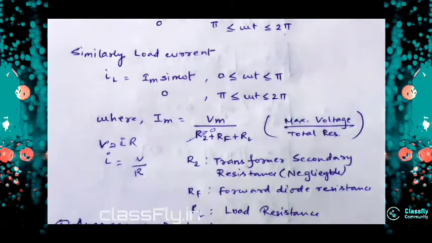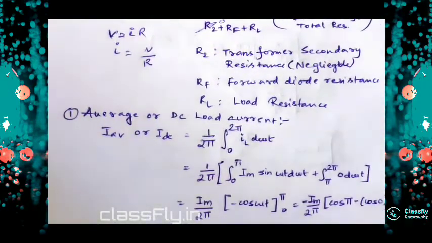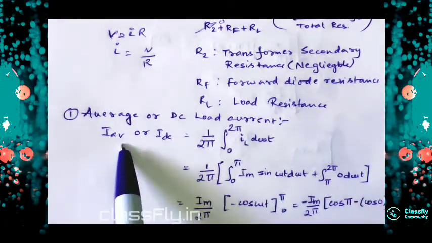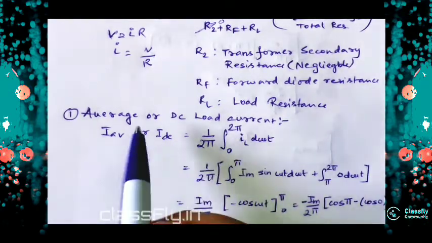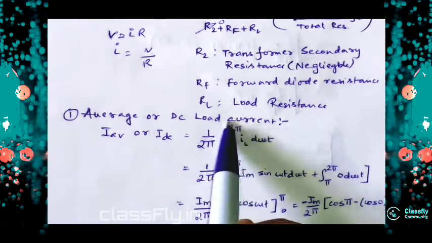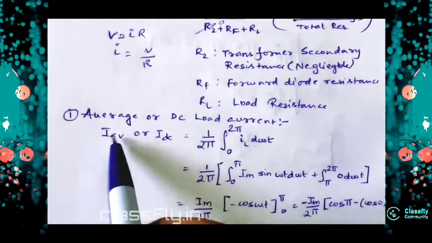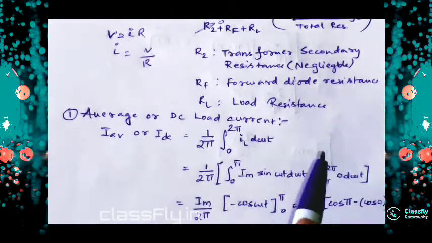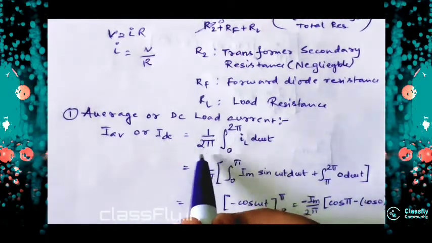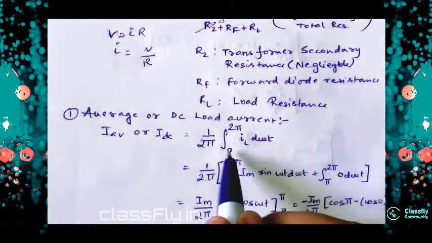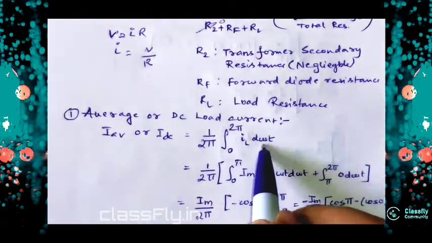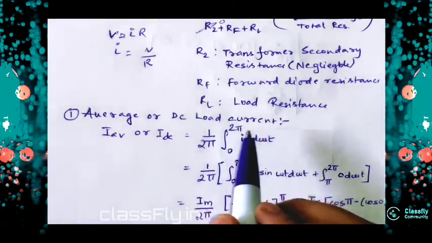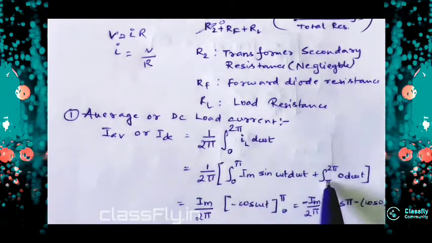Now we have to know the parameters. Our first parameter is average or DC load current. IAV or IDC is equal to 1 by 2 pi. We are finding current, so we write I as capital and AV for average, or DC. So it will be 1 by 2 pi, integral from 0 to 2 pi of IL d omega t. This 0 to 2 pi has two parts, that is 0 to pi and pi to 2 pi.